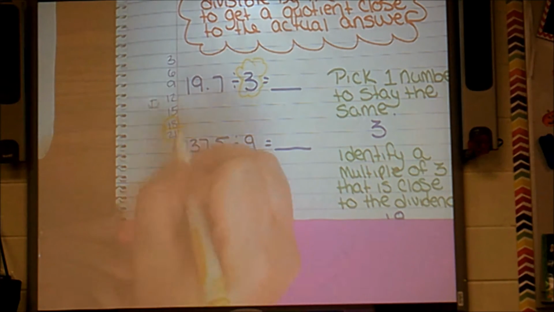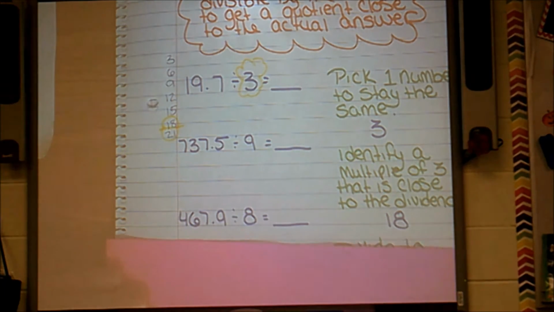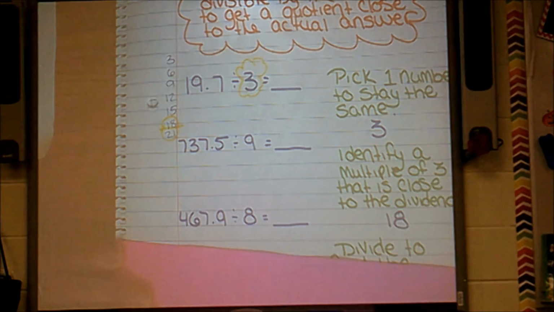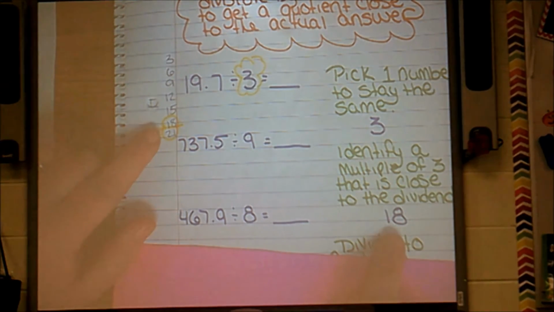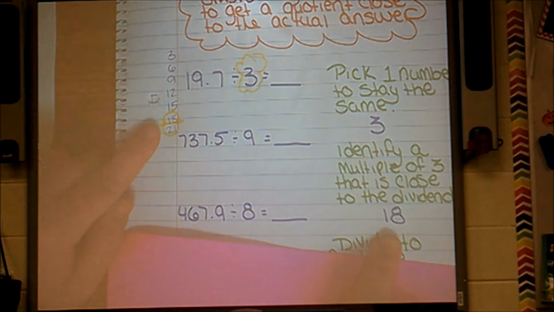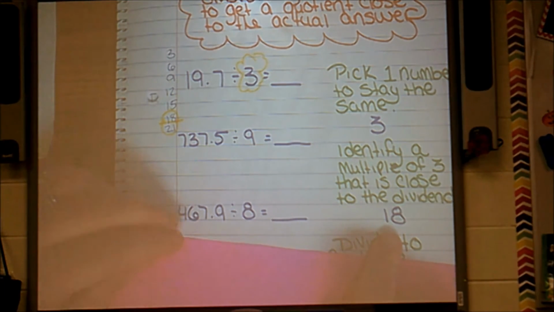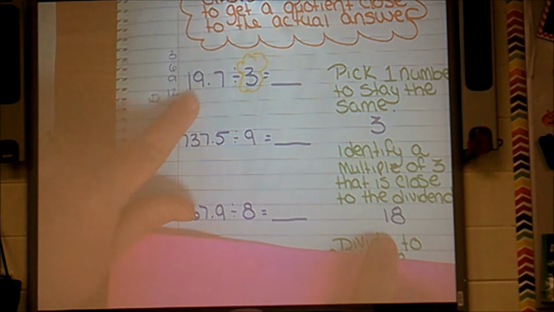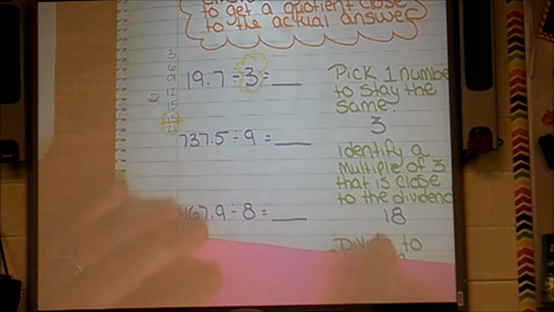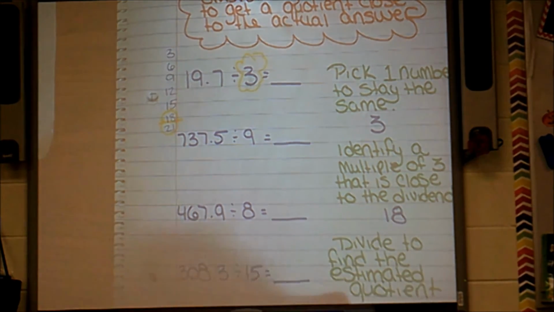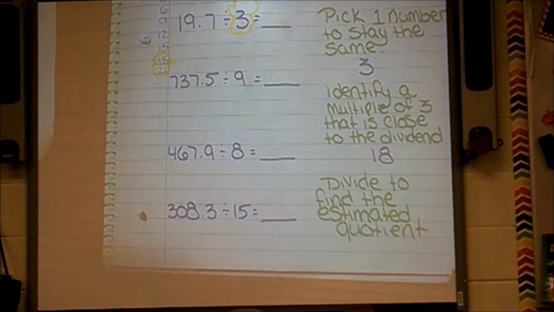We've done the butterfly thing before. I feel like 18 is closer. I'm going to pick 18. 18 is really, really close to 19 and 7/10. So I'm going to choose that as my number that's really close, my multiple of 3 that is close to my dividend. And then I'm going to use those numbers to divide to find my new estimated quotient.